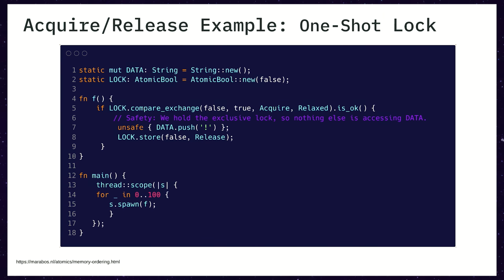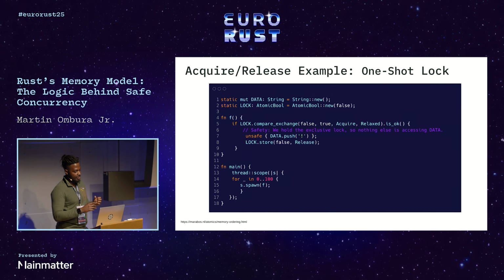So we have a lock. You have a single atomic there and a string, both static. And then we have this operation where we do the compare exchange. If the lock is false, then set it to true. We'll use acquire ordering there. And whenever you see acquire, just think there's a release floating around somewhere that you should be thinking about.